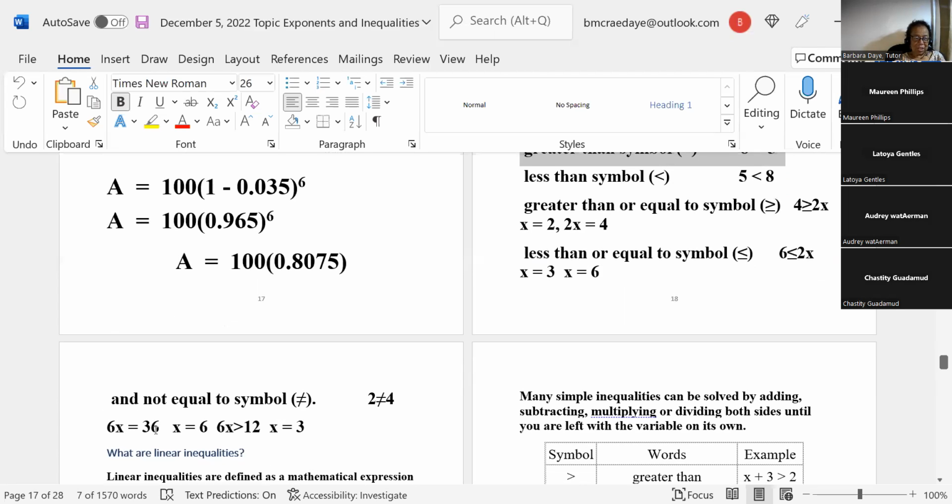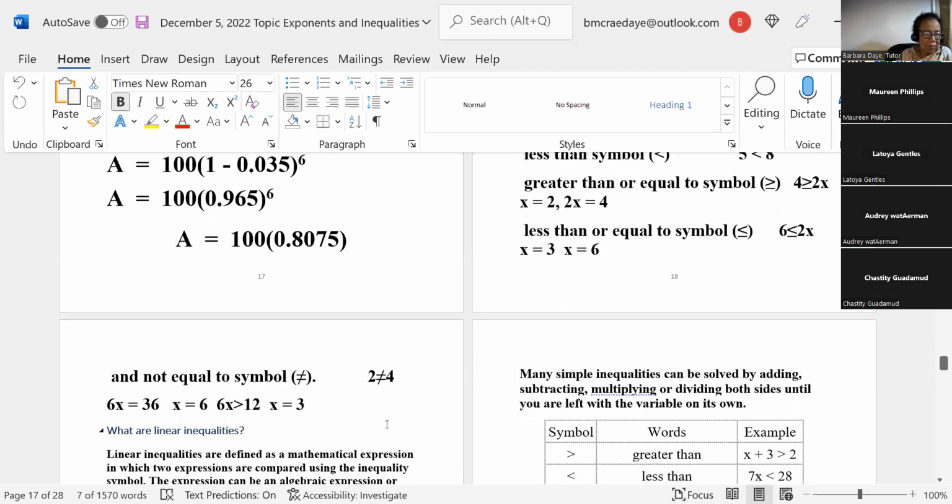6 times x greater than 12. X could be 3. 6 times 3 is 18, and 18 is greater than 12. Now the not equal is pretty straightforward. 2 cannot be equal to 4, never. 2 is not equal to 4. 5 is not equal to 6. 10 is not equal to 12. That's a not equal.